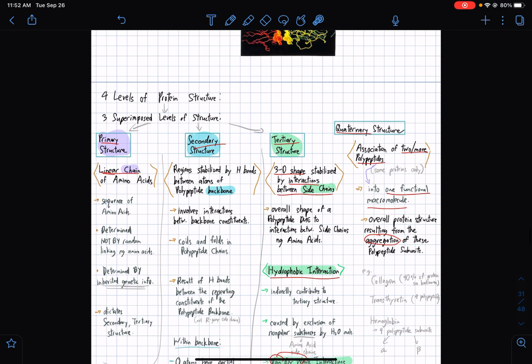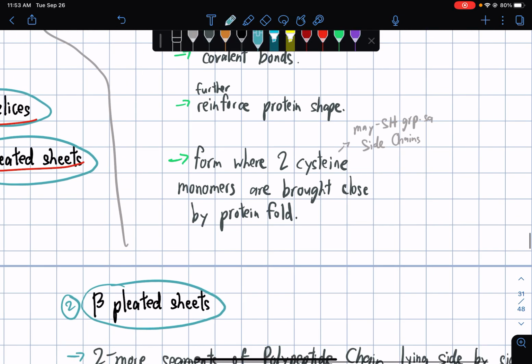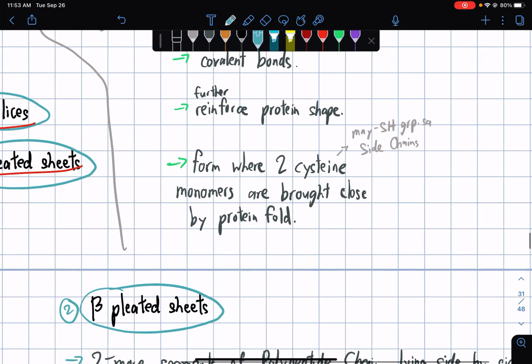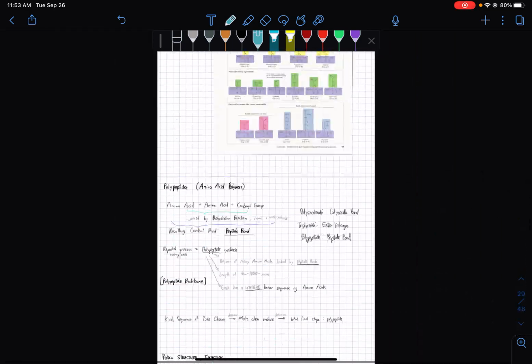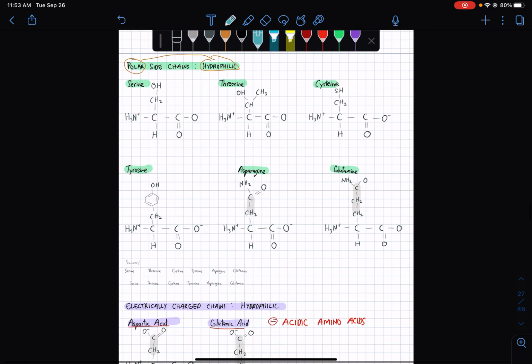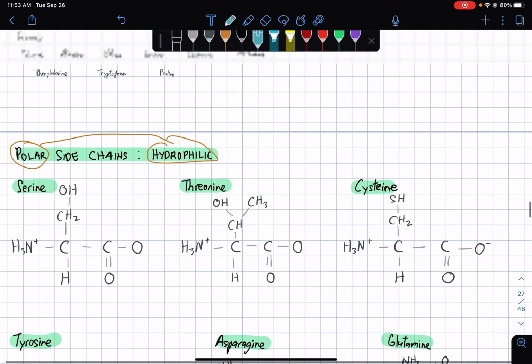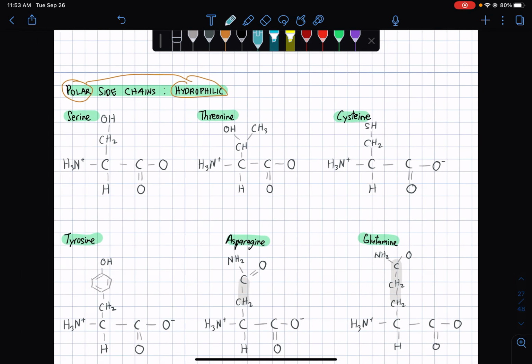Wait, I forgot to mention this about tertiary structure. We have disulfide bridges. They are covalent bonds. They further reinforce protein shape, and they form where two cysteine monomers are brought close by protein folding. I'm pretty sure this happens in the Golgi apparatus where protein folding occurs. And the cysteine, if you remember earlier, is one of the amino acids mentioned there. Cysteine is one of the amino acids with polar side chains, in other words, hydrophilic.